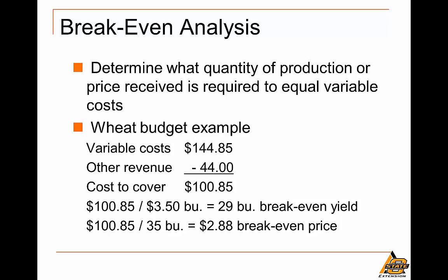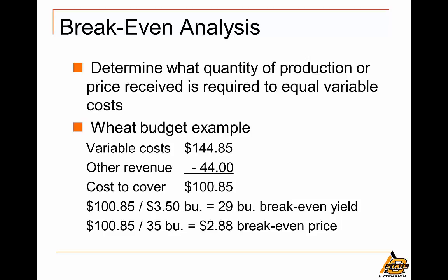So in our wheat budget example, we had variable cost at, if you remember, $144 per acre. We need to subtract our non-grain revenues of $44 per acre to get our net cost to cover of $100.85. If we divide that number by $3.50 bushel wheat or 35 bushels per acre, we get our respective yield and price break-even levels. And those are the levels that we need in order to cash flow, in order to pay for all of our operating inputs on time.